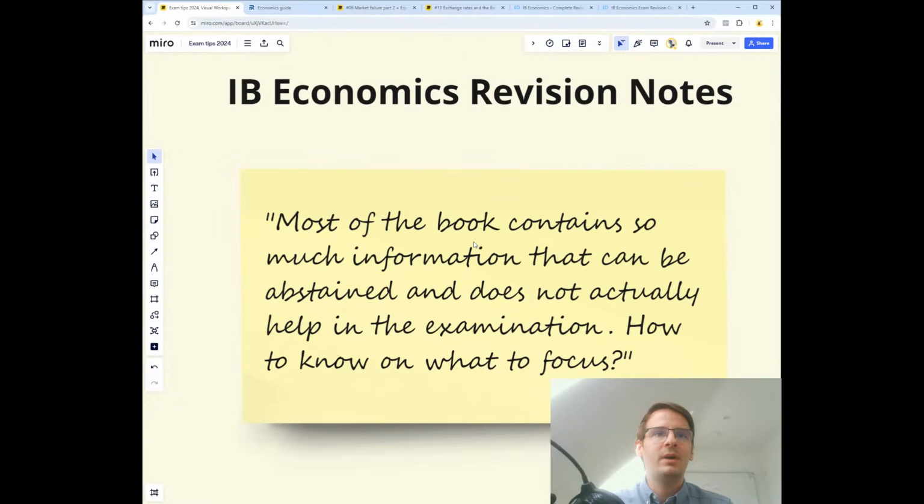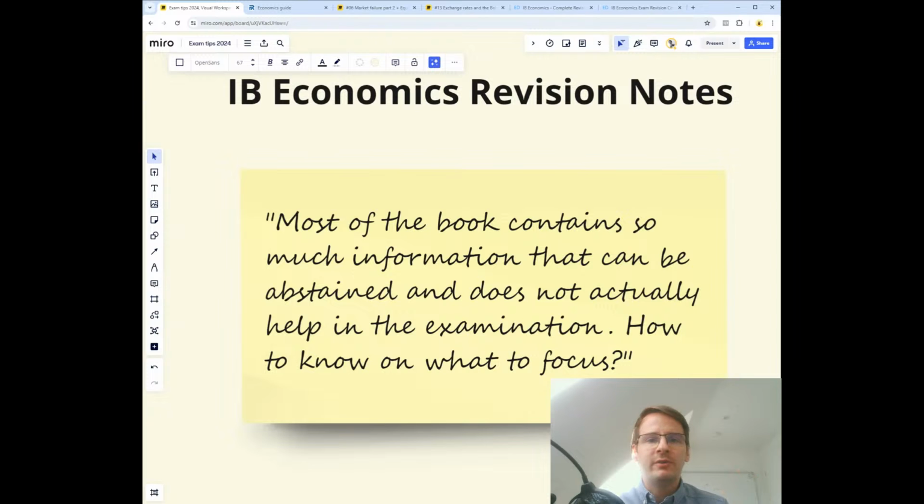Then I got this one: most of the book contains so much information that can be abstained and does not actually help in the examination, how to know what to focus on. So number 1, I think you should just go back to the IB Economics Guide. And number 2, shameless self-promotion here. You can just check out my IB Economics revision notes, which are put together by me. And also I was trying to focus on what you really need to know.